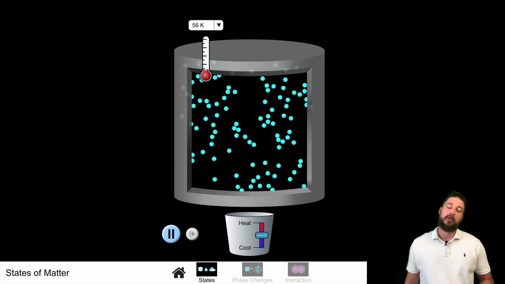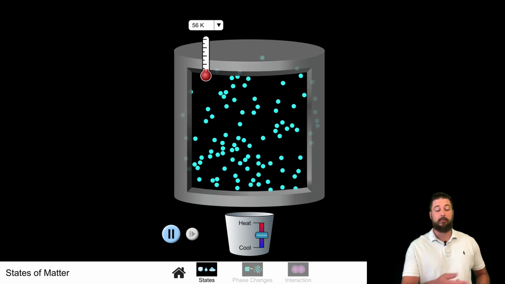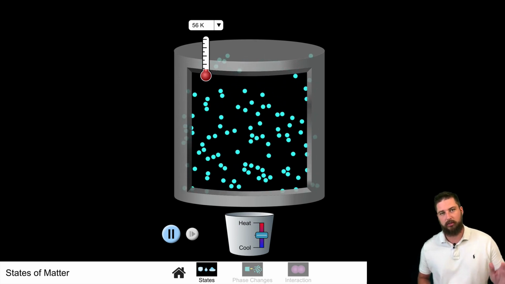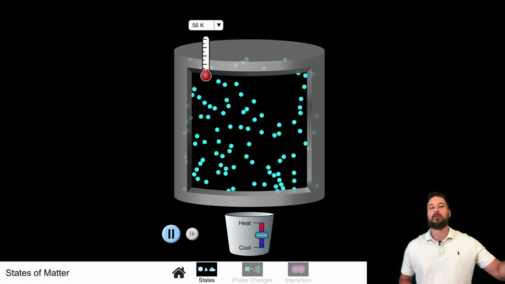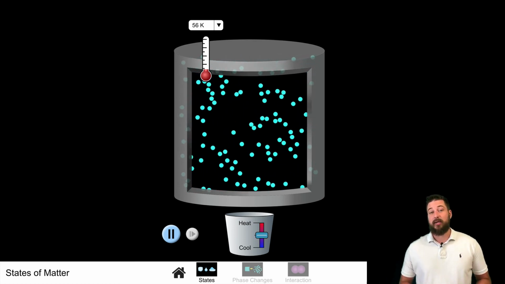And so this next one here is actually a representation of a gas, and you can see the particles are moving around, filling the whole container. And so these are the three different states of matter that we're going to talk about today.